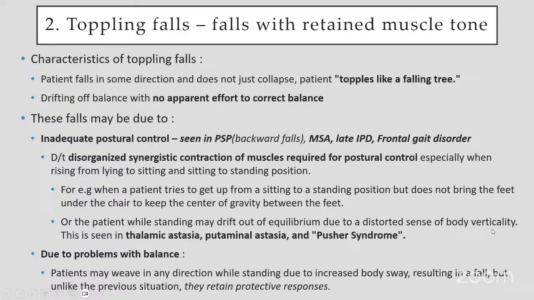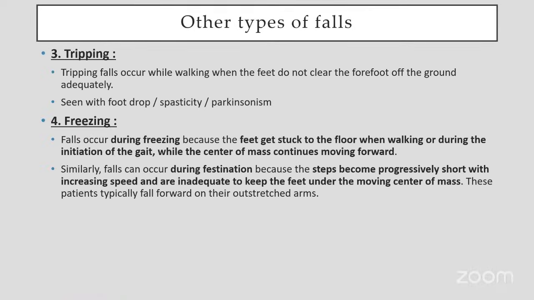This is usually seen in stroke patients where the individuals actively push themselves toward the hemiparetic side, resisting the postural correction and leading to significant balance and gait impairment. Due to the problems with balance, patient may weave in any direction while standing due to increased body sway, resulting in a fall. But unlike in the previous situation, they retain the protective responses if the problem is in the balance.